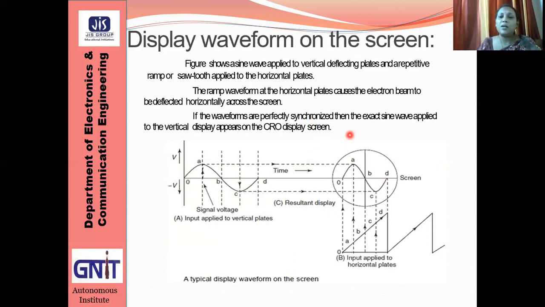There are two forces acting on the electron, that is vertical deflection and horizontal deflection. So actually the electron will experience a resultant force. For this resultant force, the electron will move in this way, and it will be a replica of the voltage that has been applied to the vertical deflection plates. See, this is shown here, resultant display, and this is the screen, and the x-axis is time, the y-axis is voltage. Hope this is clear to everybody.